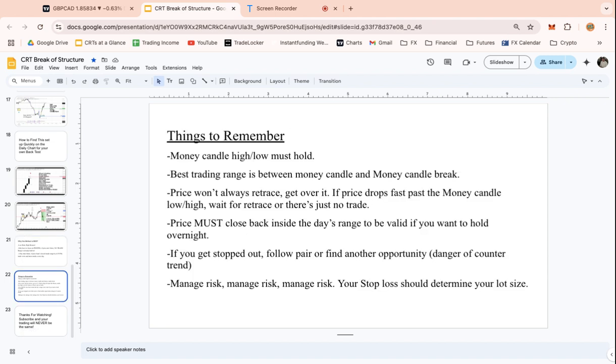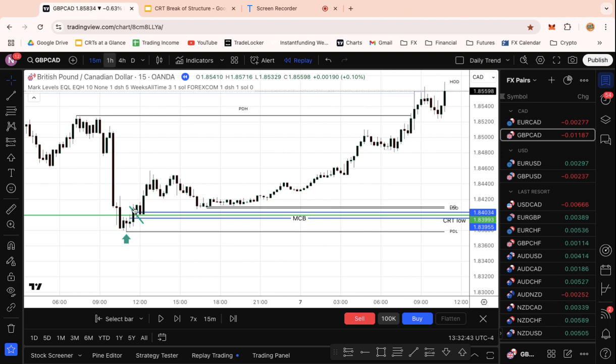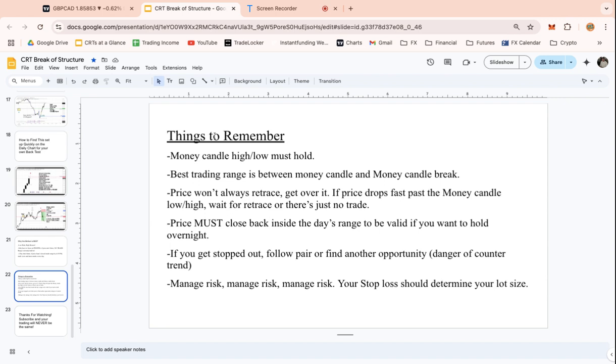So remember, your money candle high or low must hold. Okay, just to use this example right here, this low for the money candle, it cannot be breached. That is your main support, for lack of a better term. Okay, the trading range is best between the money candle and the money candle break. Okay, and I think I've showed you that, so you should know what I'm talking about when I say that.